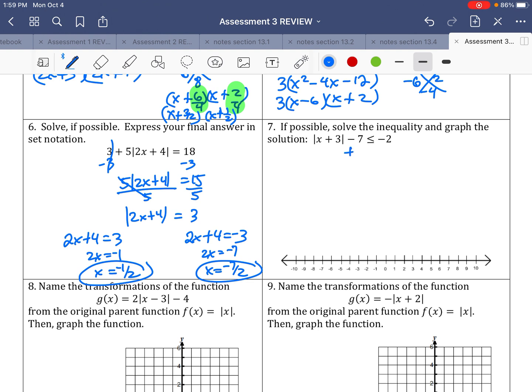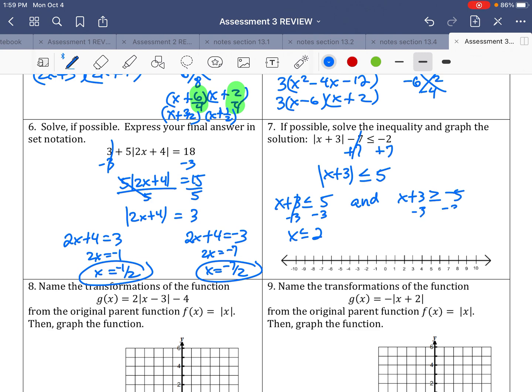On number 7, clean this up, add 7. So I get absolute value of x plus 3 is less than or equal to 5, and I can go ahead and solve this now. This is a less than, so I'm going to say and. x plus 3, switch it, and make it a negative 5. Take away 3 to solve it, so x is less than or equal to 2. Take away 3, so x is greater than or equal to negative 8.